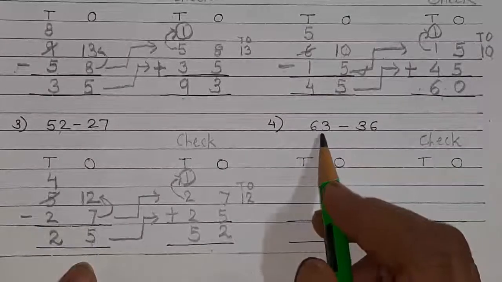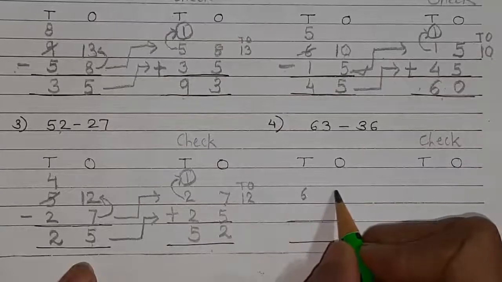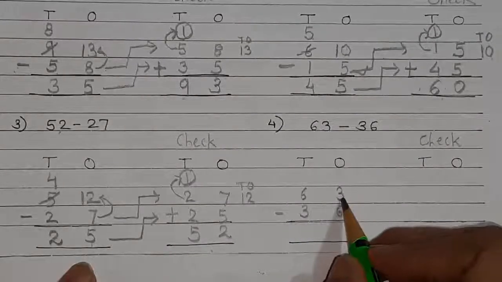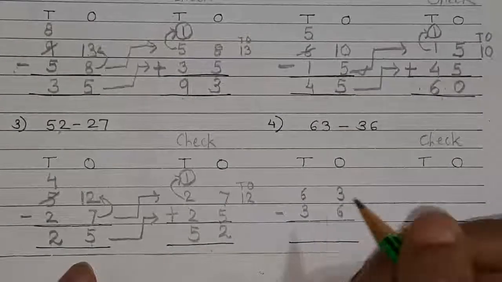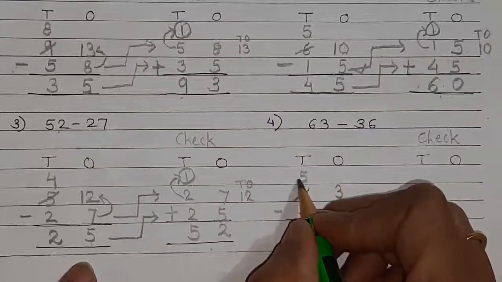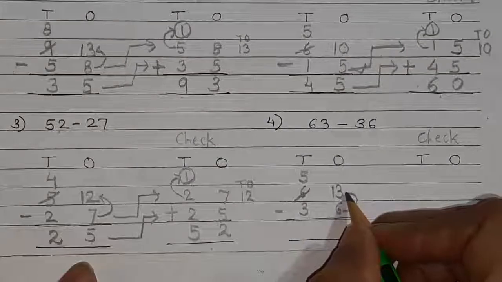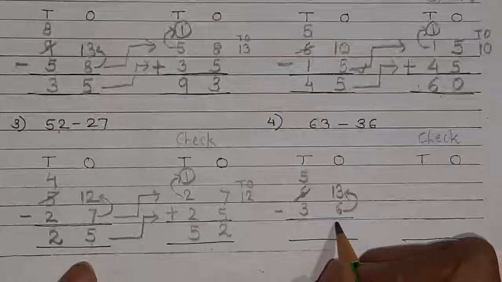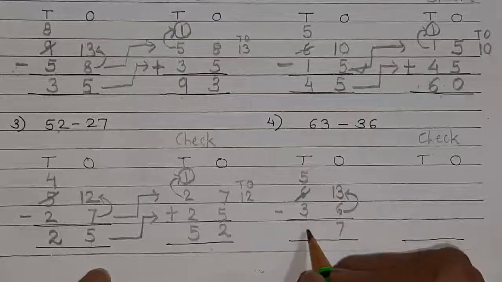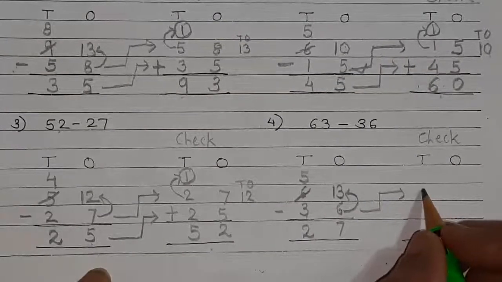Next one is 63 minus 36. So we'll write in the column 63 minus 36. Open 3 fingers, cut 6. Not possible. Borrow from 6. 6 will become 5. 3 will become 13. 6 after count till 13 will get 7. So, open 5 fingers, cut 3, will get 2 as an answer. Now, this 36 will write in the next.